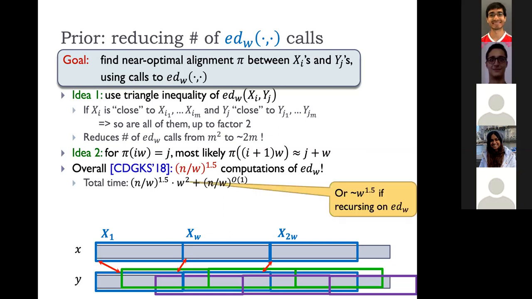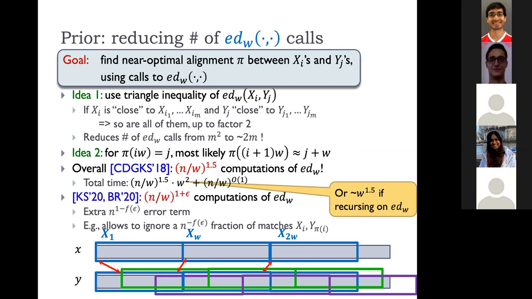Okay, and you can also recurse, and then this will be w to 1.5 and so forth, right? I mean, it's something that will be close to n to 1.5, but not quite, but still. Okay, so these are the ideas.